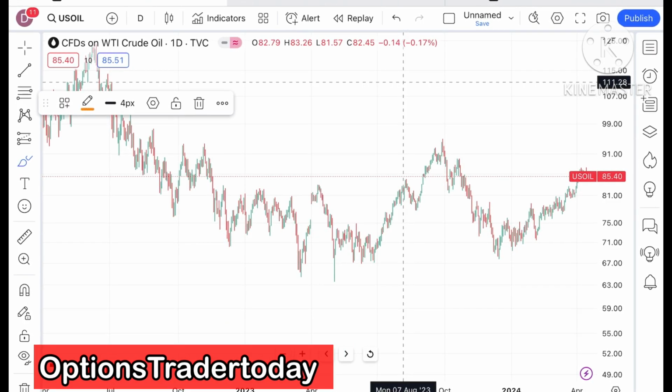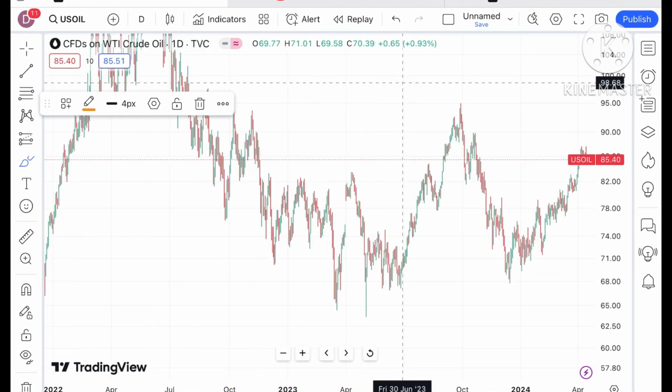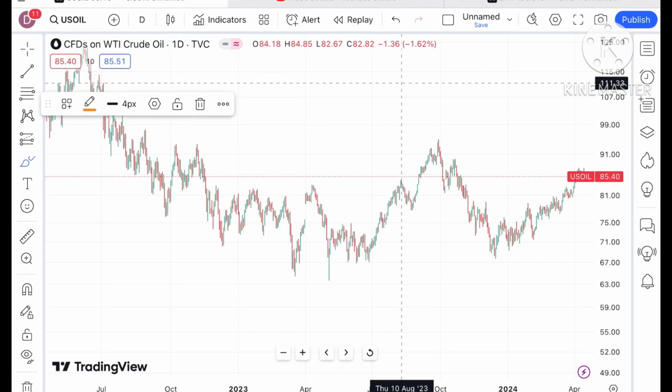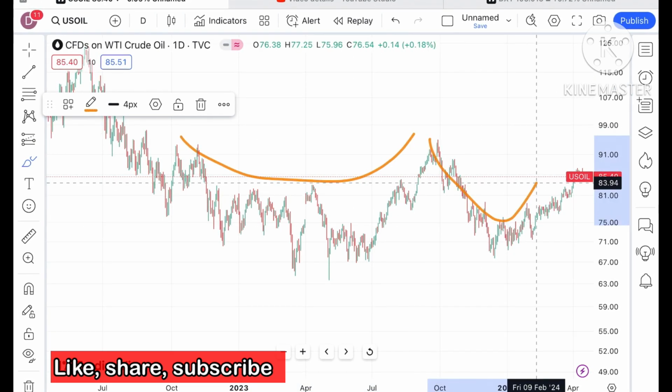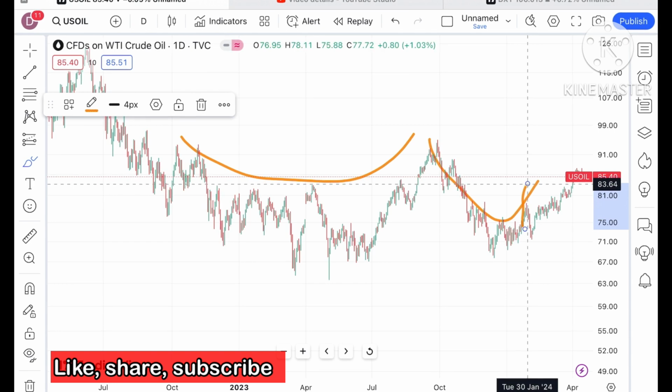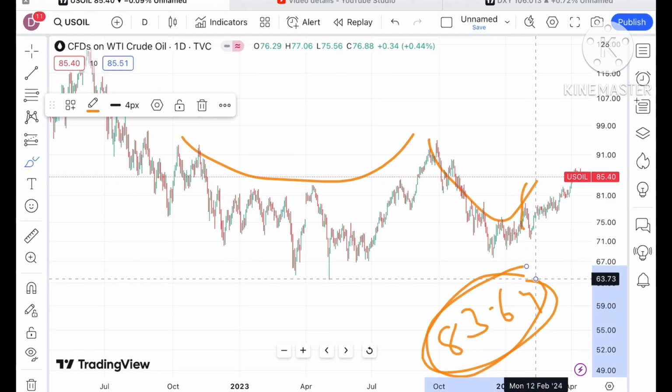So today in this video I'll explain how the price of crude has moved in the last 2 days and how it can move in the next 2 days. If you look at the chart of crude, it is trading at a level of $85.40 and chances are very high we can see a further upside movement as long as it is not going below a level of 83.64.